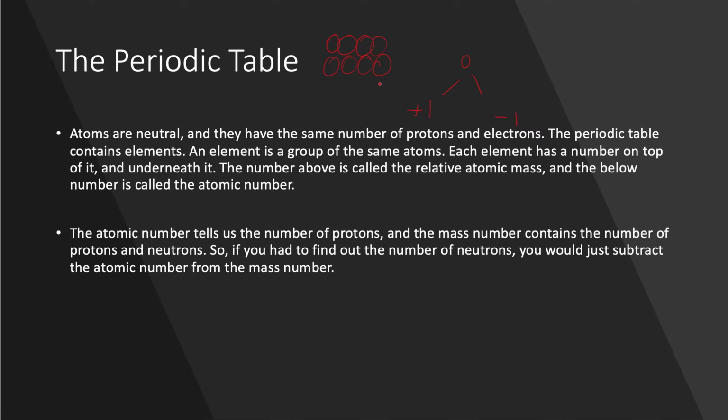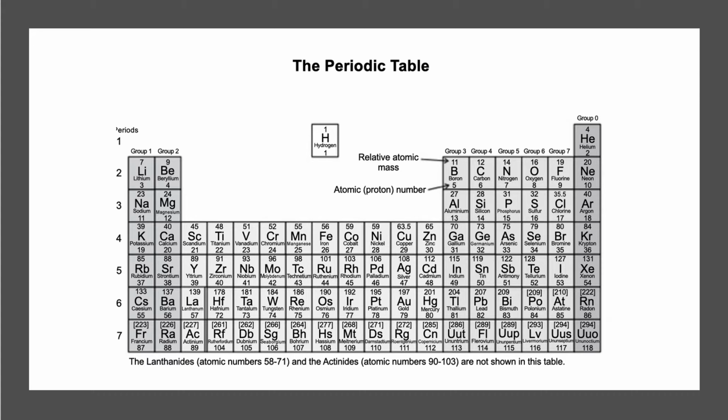The number at the top is called the relative atomic mass, and the number at the bottom is called the atomic number. The atomic number tells us the number of protons, and the mass number contains the number of protons and neutrons. So if we had to find out the number of neutrons, you would just subtract the atomic number from the mass number. So on a periodic table over here, at the top is the atomic mass number and at the bottom is the atomic number. Remember, the protons are the same as the electrons.